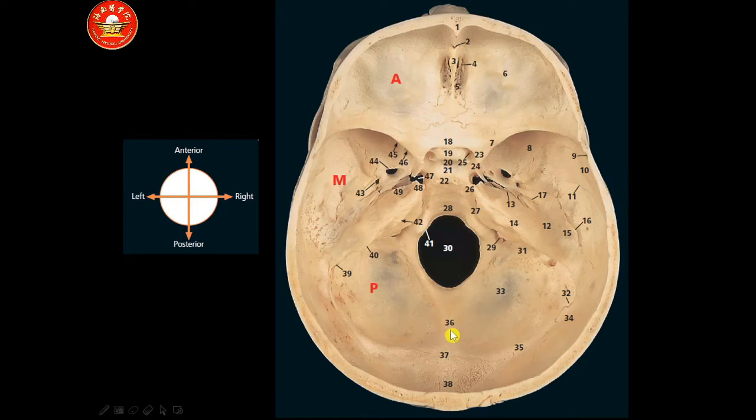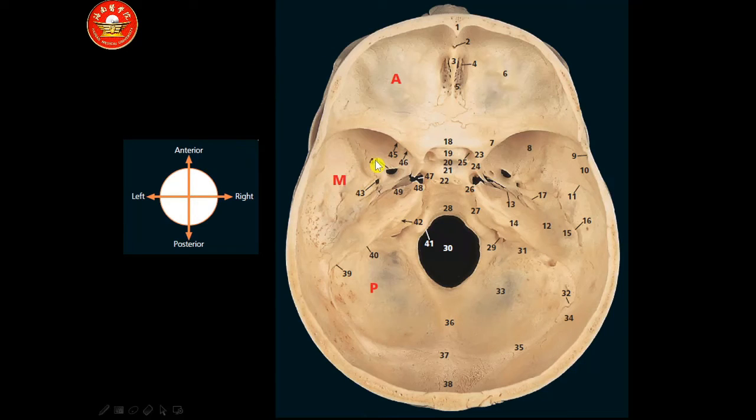36 is the internal occipital crest. 37 internal occipital protuberance. 38 groove for the superior sagittal sinus. 39 is the mastoid emissary foramen. 40 aqueduct of the vestibule. The 41 is the hypoglossal canal. 42 internal acoustic meatus. 43 foramen spinosum.